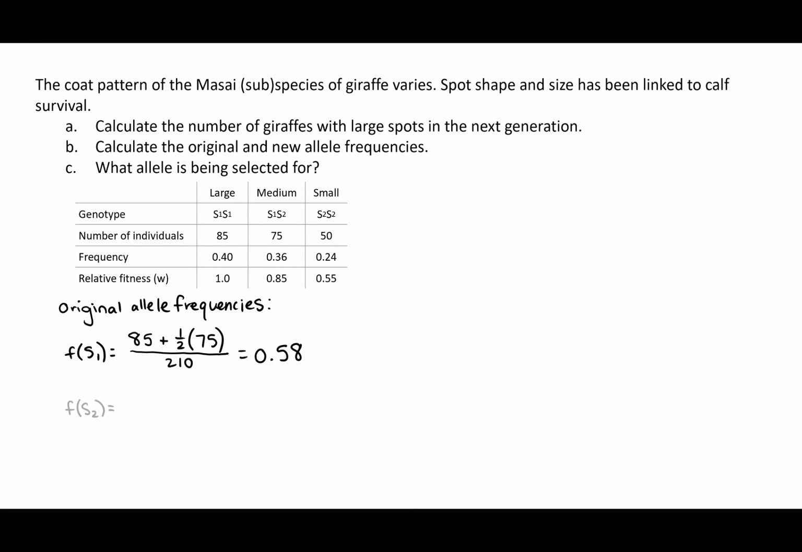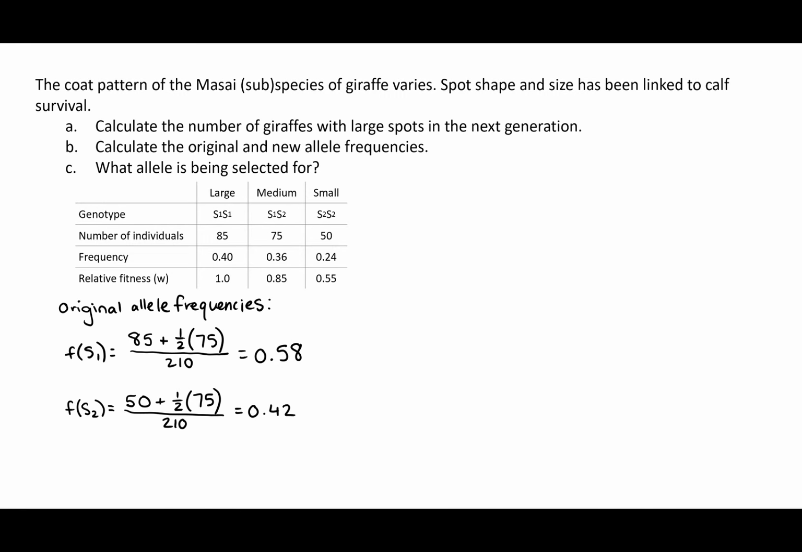Alright, now on to the S2 allele for our original generation. So same kind of thing, we'll take 50, which is our number of homozygous S2 individuals, half of our heterozygous individuals, so half of 75, and then divide that all by 210, which gives us 0.42. So those are our original allele frequencies.